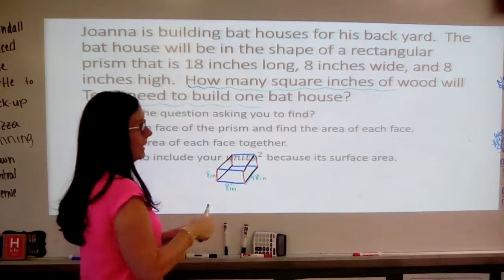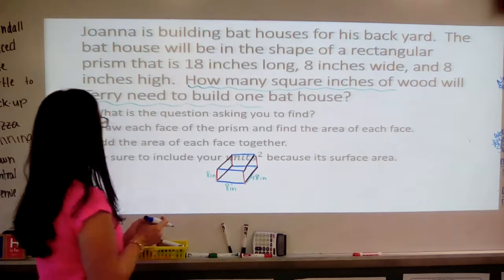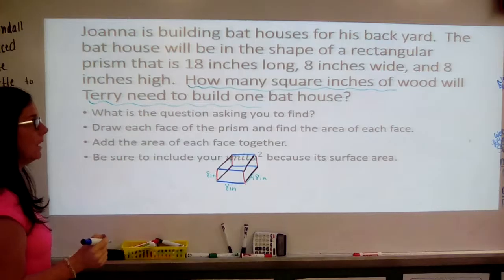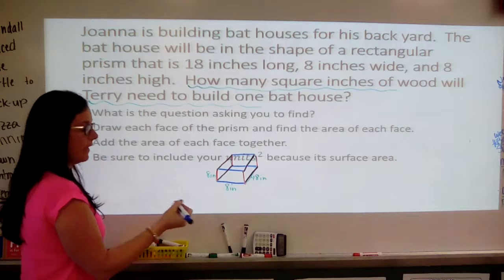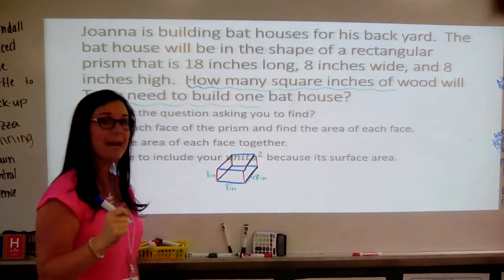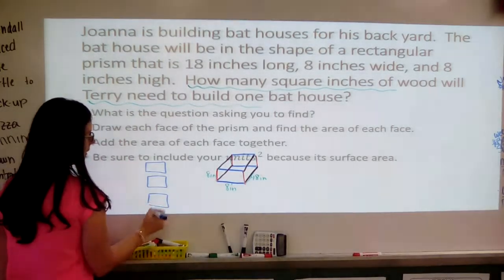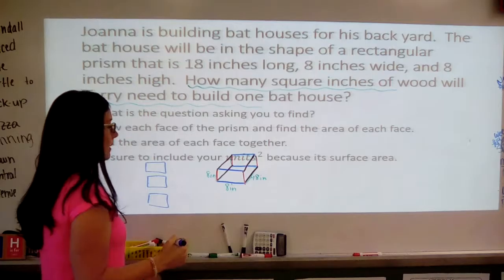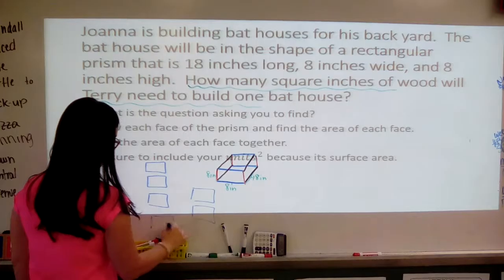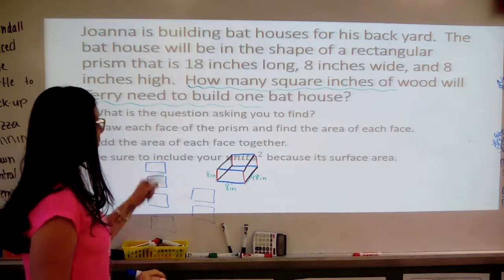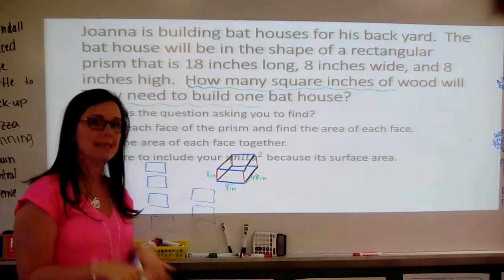If I had them mislabeled, then I'm going to solve the problem wrong, and that's not good to set up your problem incorrectly, because then you can't solve it right. So with that said, I have my bat box, or my bat house, drawn. Now I'm going to draw each face of the prism and find the area. So I know that a rectangular prism has 6 faces. Each of my faces are rectangles. I'm going to begin to list the dimensions here so that I can then find the area of each face and then add them together.